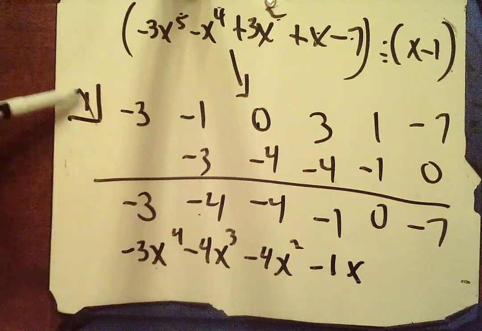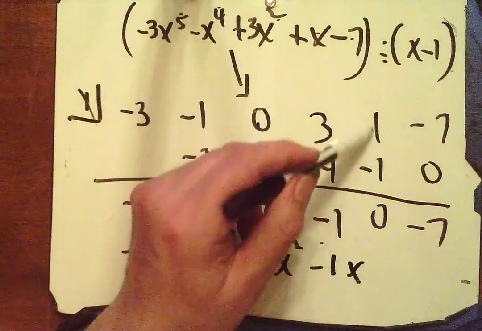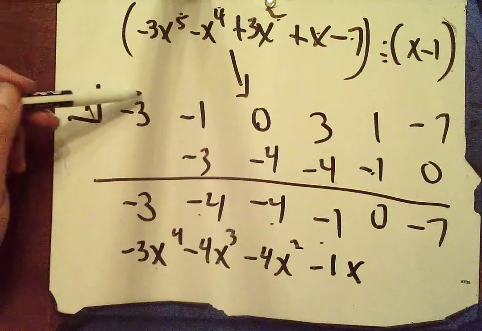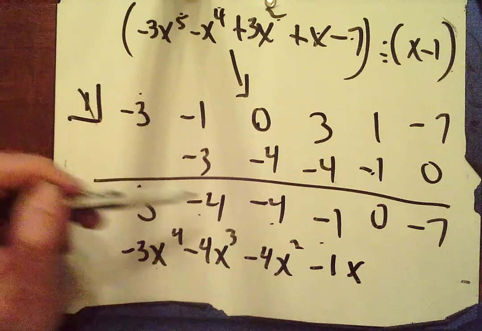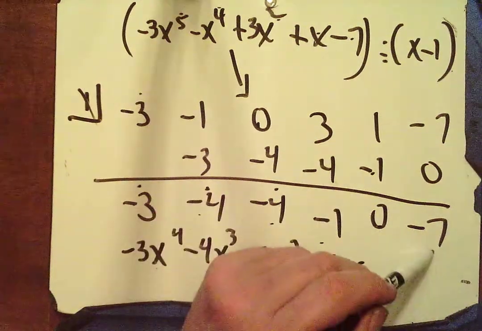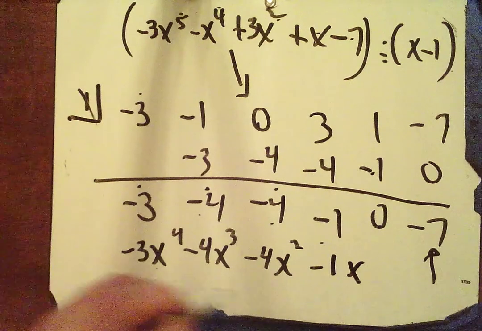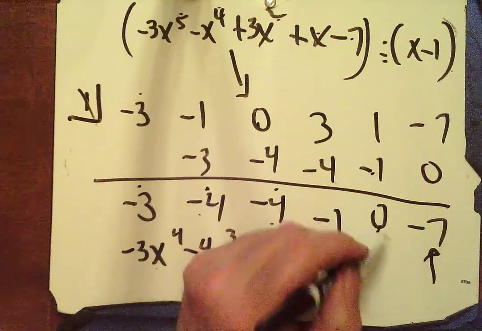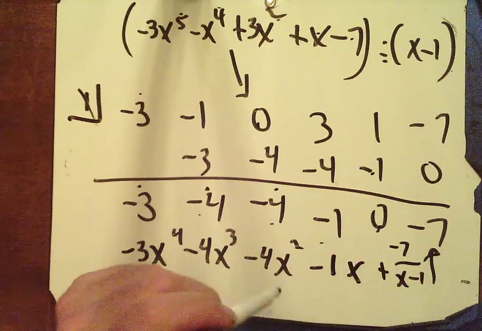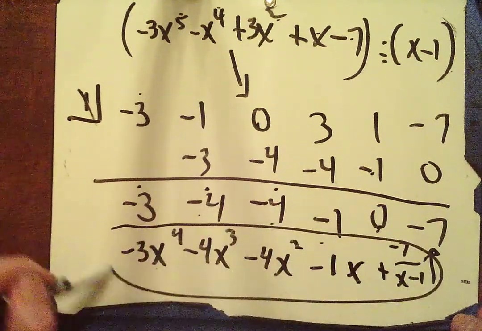I added. Yes. Negative 1. 0. Oh, that's right. This is x to the 5th, so this has to be x to the 4th, x to the 3rd, x to the 2nd. Oh, that's a remainder. Silly me. Okay, so that's correct. No x to the 0 power, but minus 7 over x minus 1. Remainder over divisor. So that's my quotient.